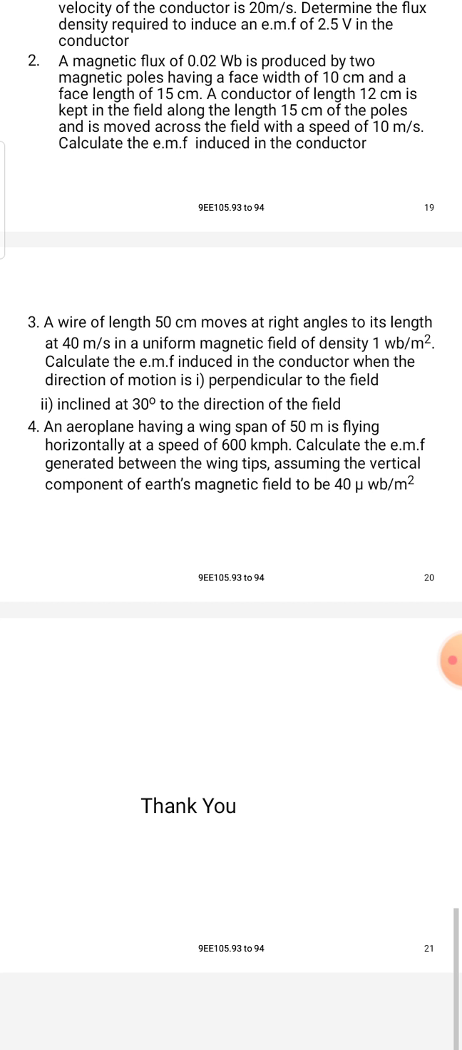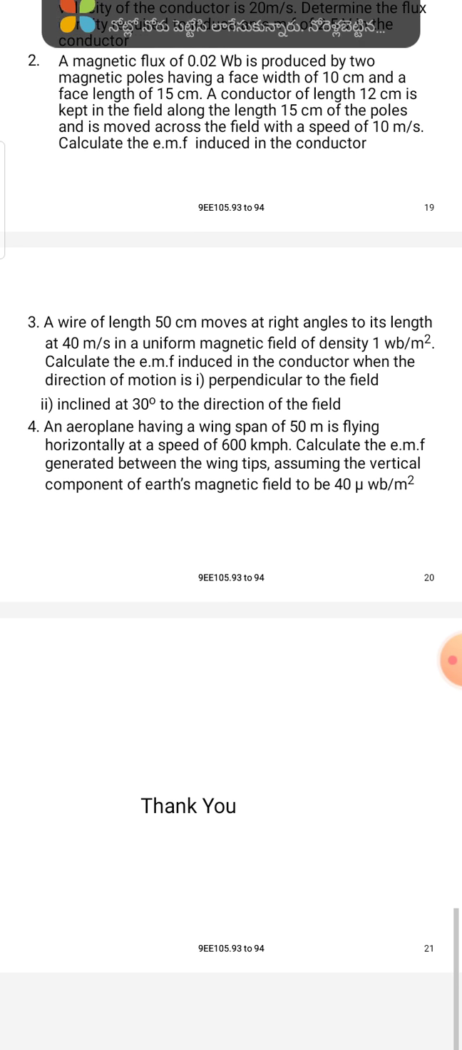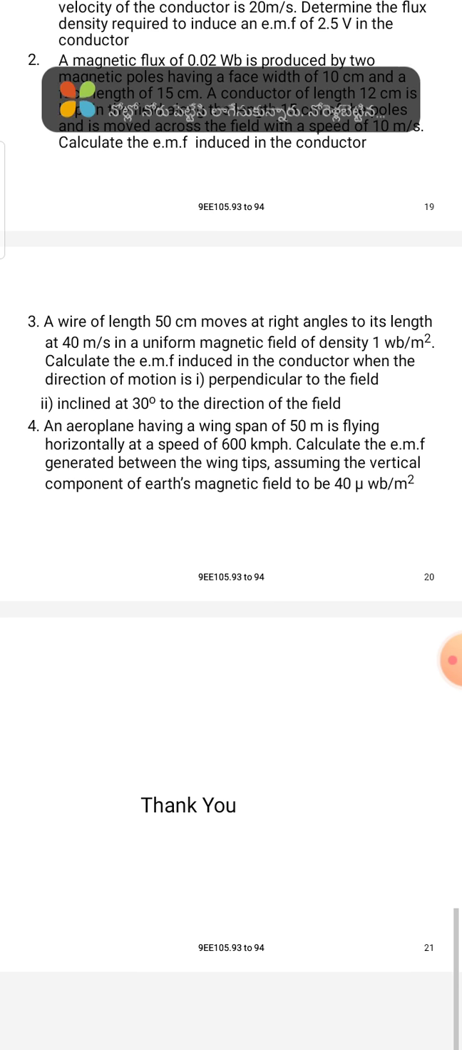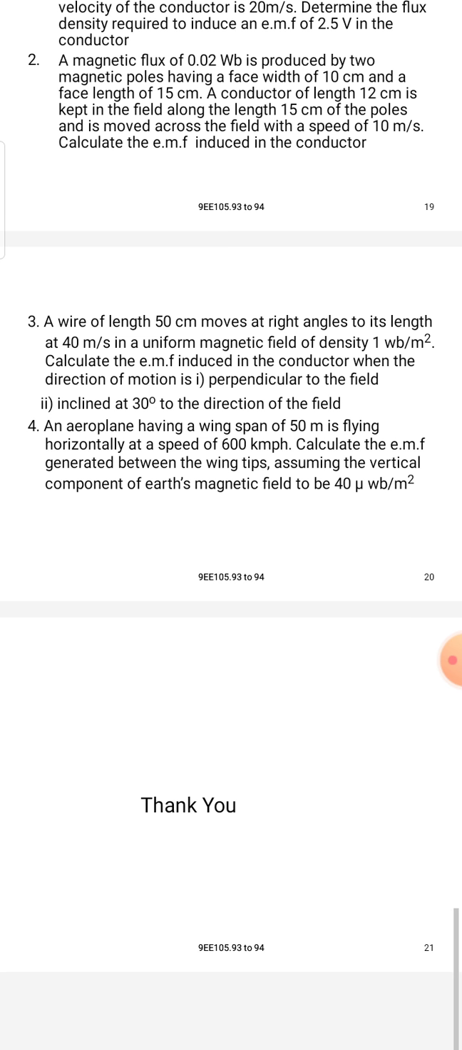So for two different angles, you directly substitute in the dynamically induced EMF formula, E is equal to BLV sin theta. Substituting in the above formula, you get the induced EMF.